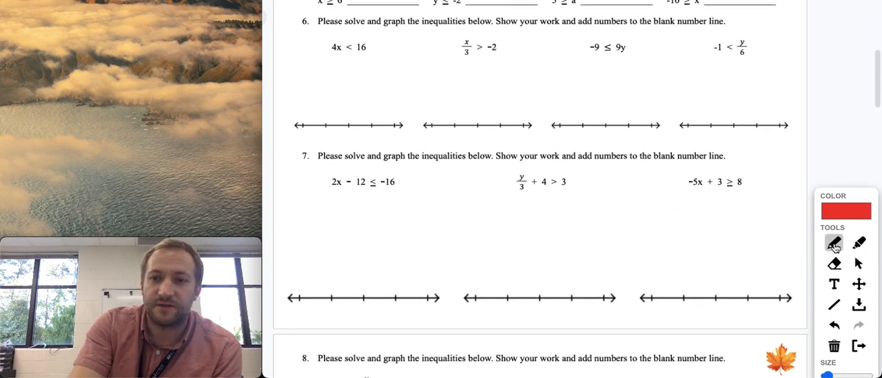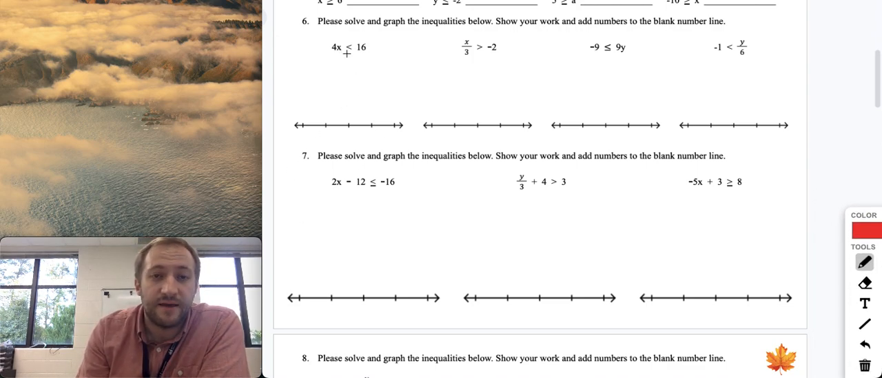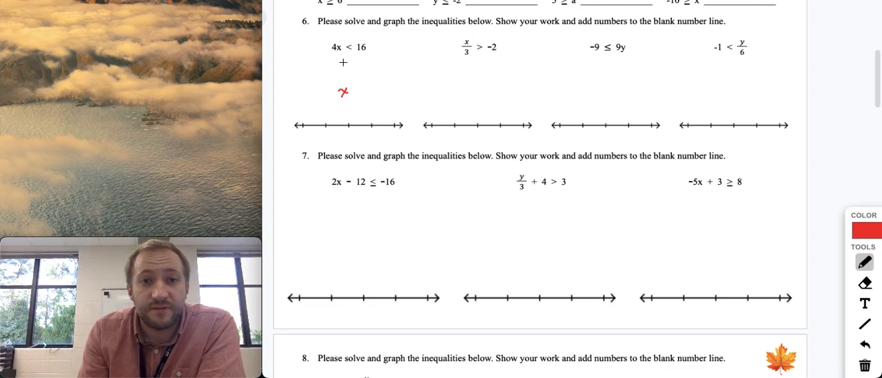Number 6. Let's go to number 6. Now these say, please solve and graph the inequalities below. So whenever I solve them, it's the same steps as equations. I have to eliminate whatever is with the variable so that the variable can be by itself. We have to isolate the variable. Here, I have 4 with that x. The way we do it, just like with the equations, I have to eliminate that 4. If 4 is being multiplied by x right there, I'm going to eliminate that by dividing by 4. So that reduces down to a 1, which is exactly what I want. I'll divide by 4 on this side as well. So I'm left with x is less than 4.